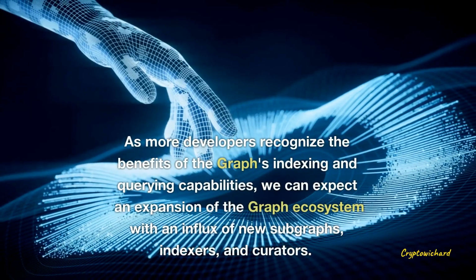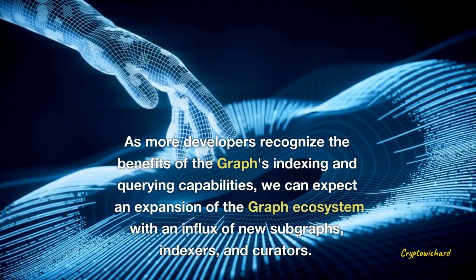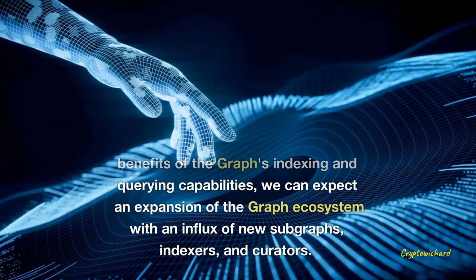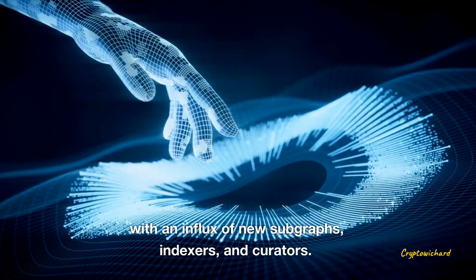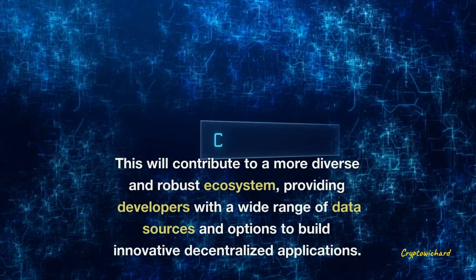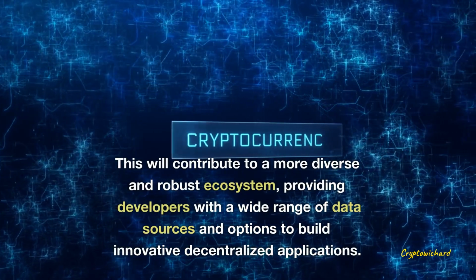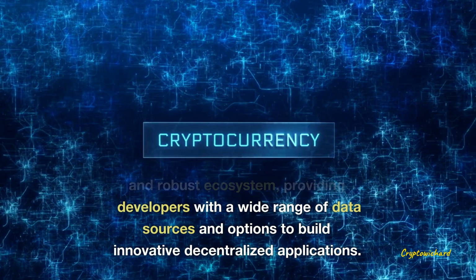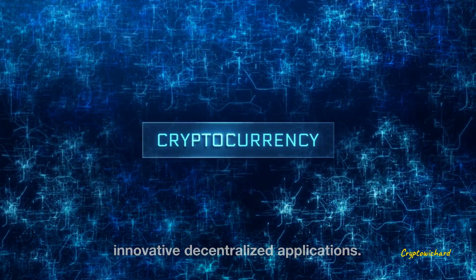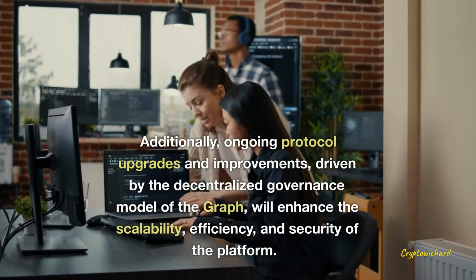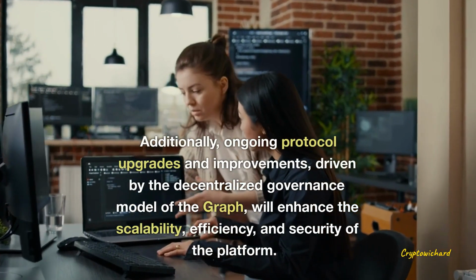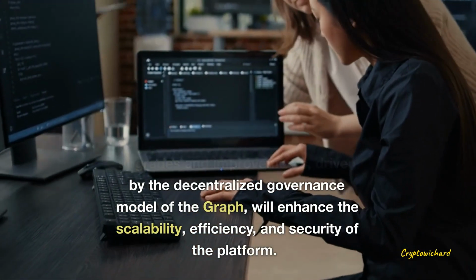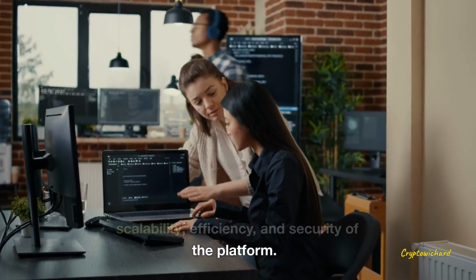As more developers recognize the benefits of the graph's indexing and querying capabilities, we can expect an expansion of the graph ecosystem with an influx of new subgraphs, indexers, and curators. This will contribute to a more diverse and robust ecosystem, providing developers with a wide range of data sources and options to build innovative decentralized applications. Additionally, ongoing protocol upgrades and improvements, driven by the decentralized governance model of the graph, will enhance the scalability, efficiency, and security of the platform.